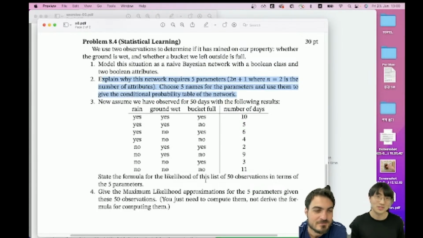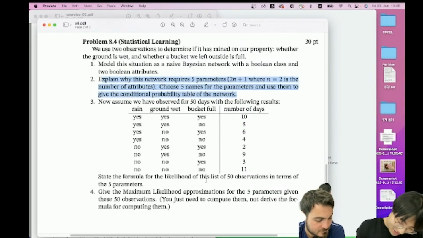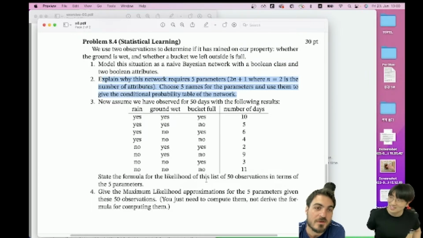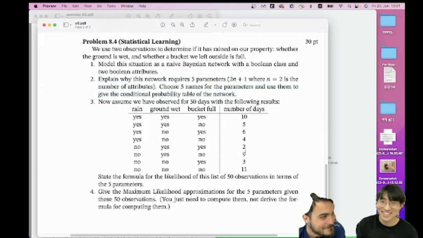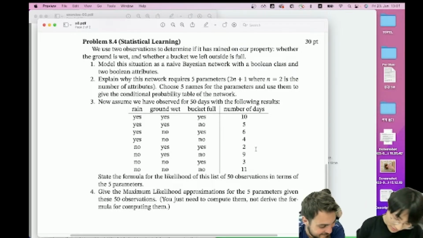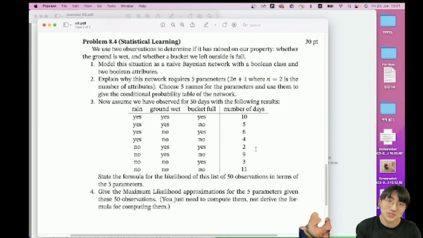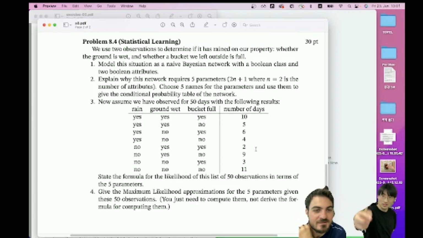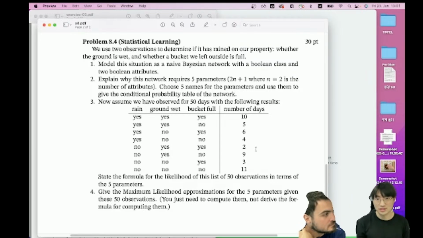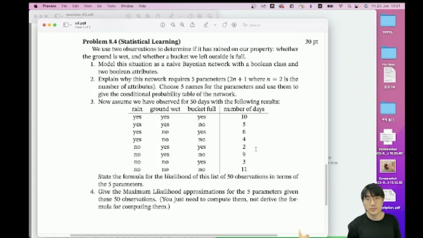So we are going to solve assignment 8. We are in problem 8.4, Statistical Learning. Let's solve. Here, how to state the likelihood of these 50 observations? First of all, what is the formula of the likelihood? The original formula, I mean.